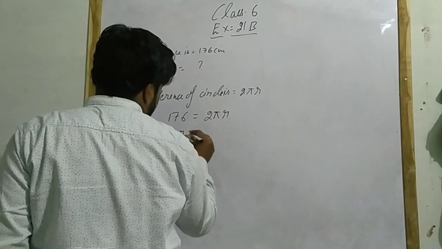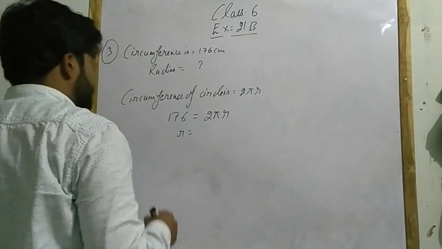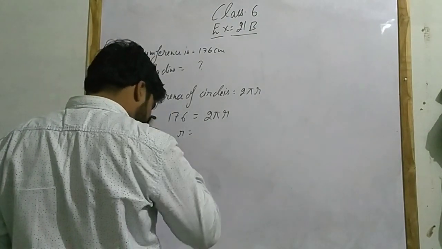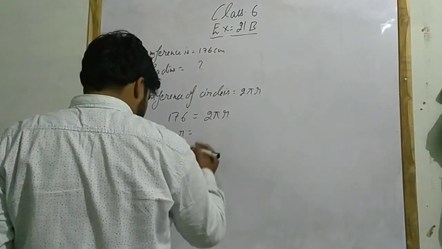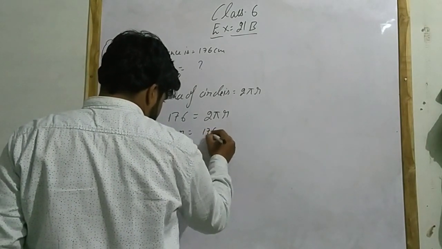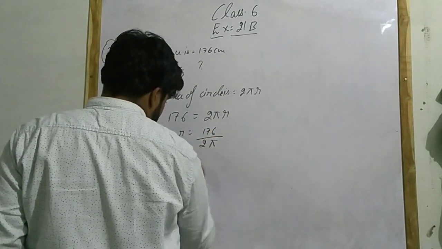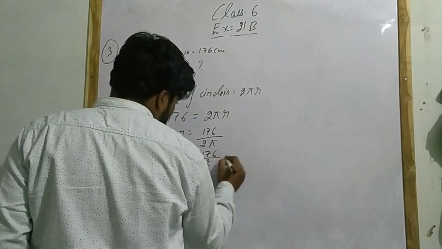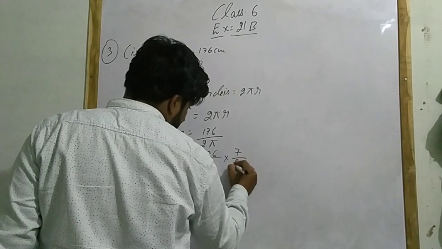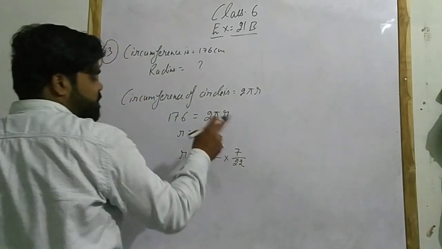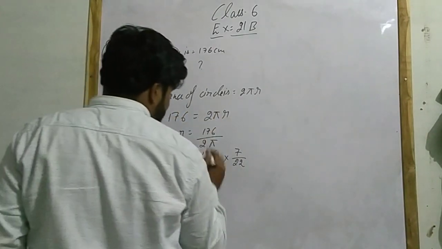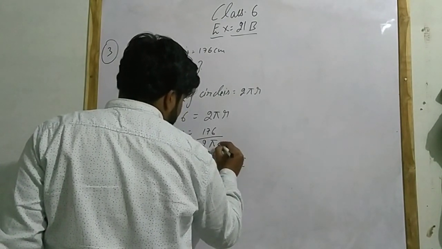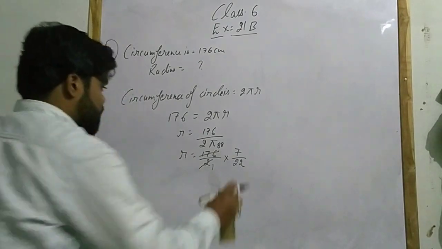So r equals 176 upon 2 pi. So r equals 176 upon 2 multiplied by 7 upon 22. We will take the reciprocal of this. Now cancel out 2. 2 eights are 16, 88.